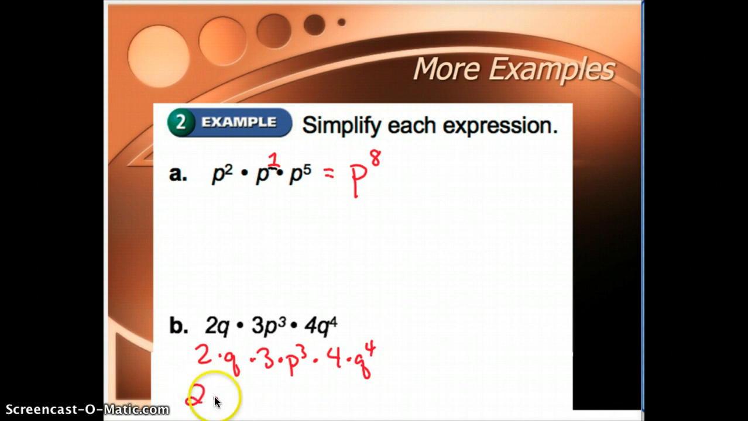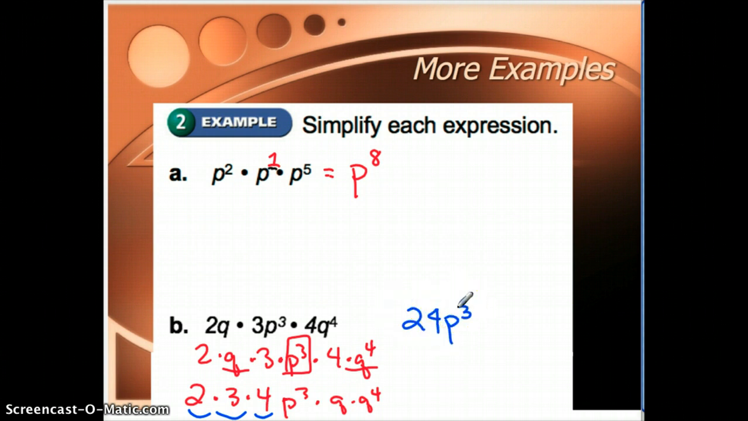So I am allowed to multiply 2 by 3 by 4 at the beginning. The p to the third doesn't go with the q's. Okay, so p to the third, I'm just going to put that next, and then q times q to the fourth. Now I'm going to try to simplify everything that I can. So if I look at my numbers, 2 times 3 times 4, that gives me 24. P to the third will stay p to the third. Q times q to the fourth, don't forget that invisible 1. That's q to the fifth. This is my final answer. I've simplified my exponents.